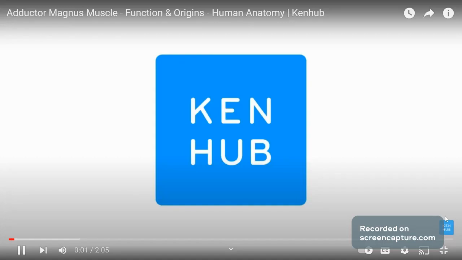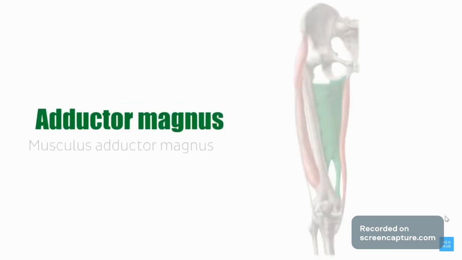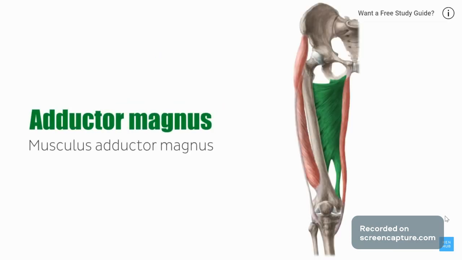Hello again, everyone. It's Matt from Kenhub, and in this tutorial, we will discuss the origin, insertion, innervation, and function of the adductor magnus. The adductors of the hip are part of the inner hip musculature and range from the lower pelvic bone to the femur and knee region. The hip adductors shape the surface anatomy of the medial thigh. The focus of this tutorial will be the adductor magnus.